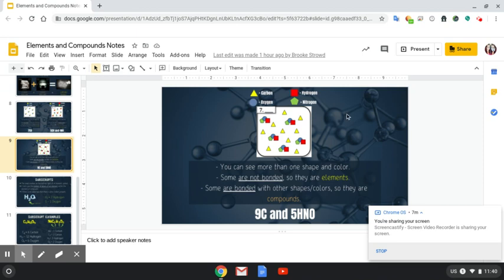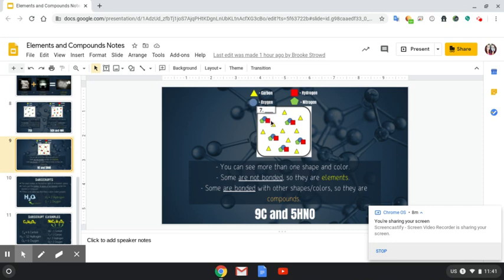And our last model, you can see more than one shape and color together. So we have nitrogen, oxygen, and hydrogen in this group. And then we have carbon by itself. So some of them are not bonded. So carbon in this example is just an element because it's by itself. And then there's some that are bonded, like our nitrogen, oxygen, and hydrogen.